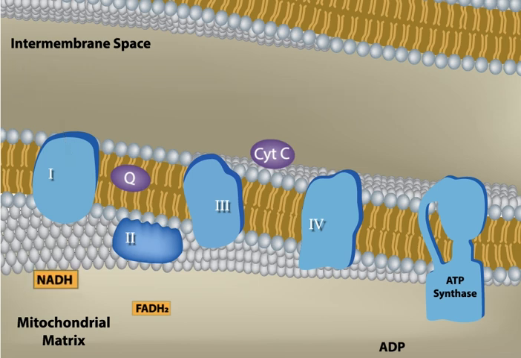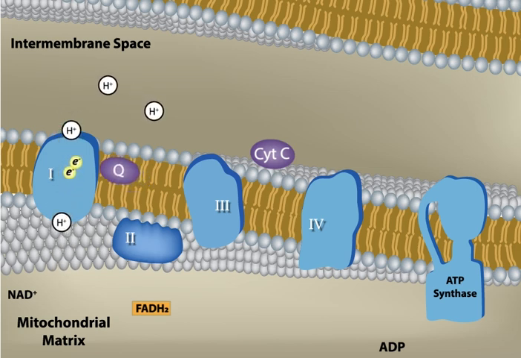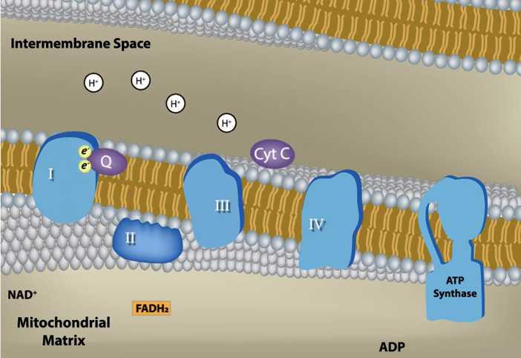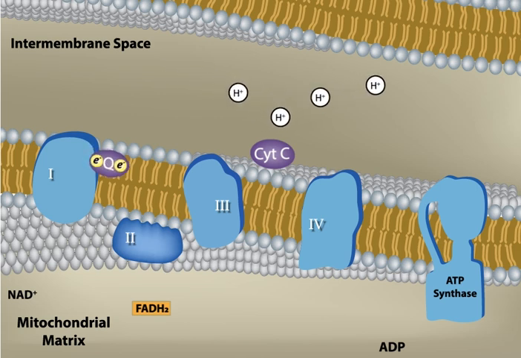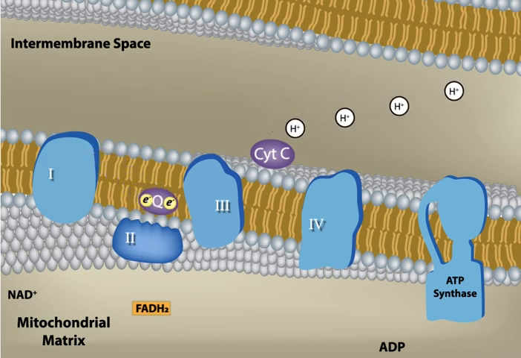To begin, NADH donates its electrons to complex 1, NADH dehydrogenase. Complex 1 can pump 4 hydrogen ions across the membrane from the matrix into the intermembrane space, which produces a proton gradient. These electrons are passed to ubiquinone, which then passes them to complex 3.